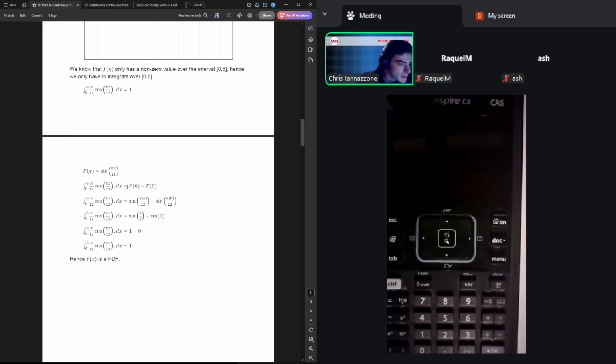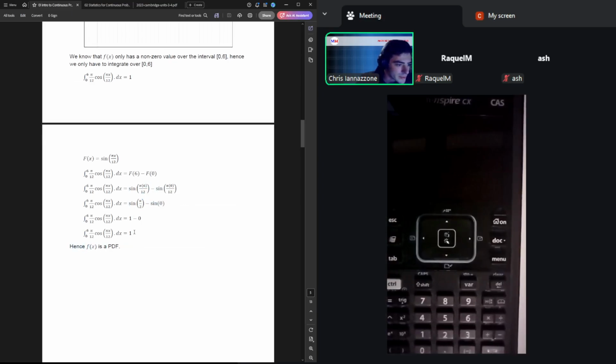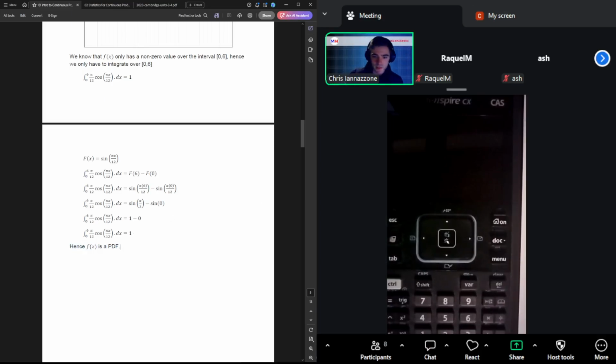And yes, if we do our capital F of 6 minus capital F of 0 and simplify the circular function stuff down, you will find that it ends up equaling 1, thus proving that you have a probability density function.